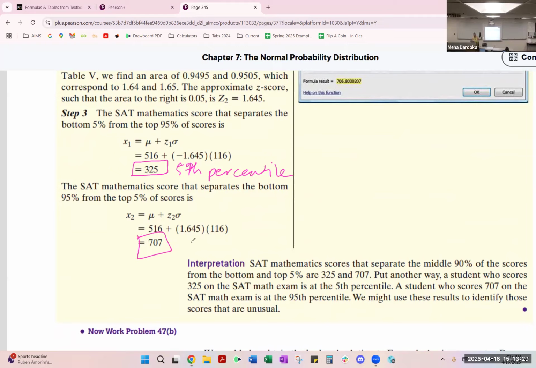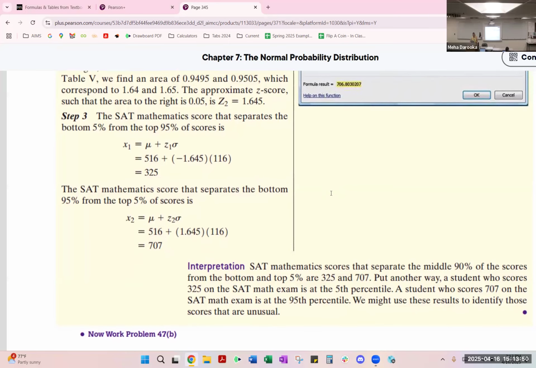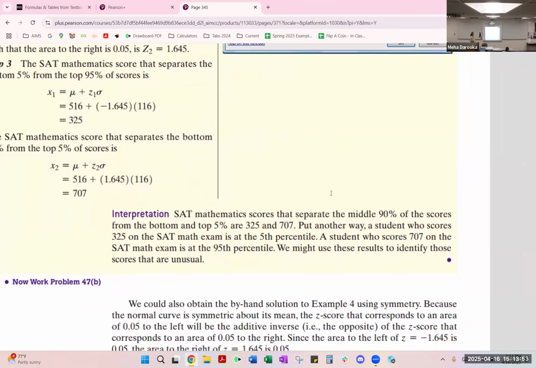And then of course, at the top end for the 95th percentile, it's going to be 707. So you're looking at the middle 90% being sandwiched between 325 and 707 for your SAT scores for the college entrance. You can see the interpretation at the bottom here. So we're saying SAT math scores that separate the middle 90% from the top and bottom 5% are 325 and 707. Or you can also say it as a student who scores 325 on the SAT will be at the 5th percentile, so only 5% of the scores will be below theirs.